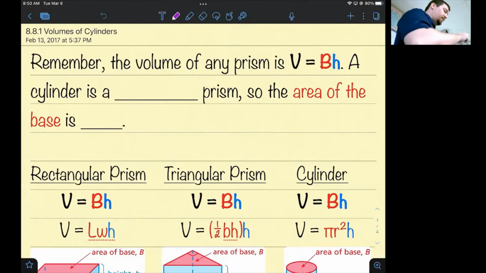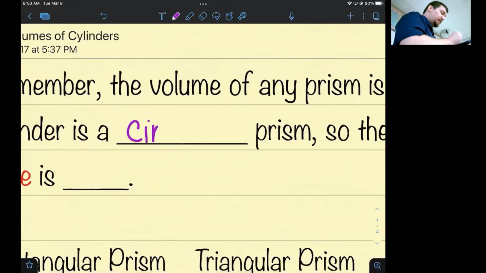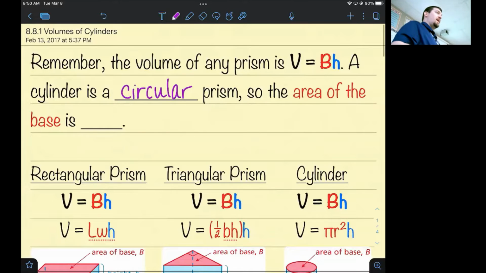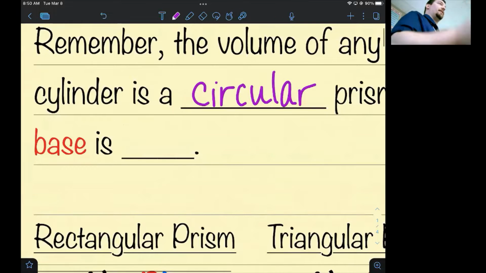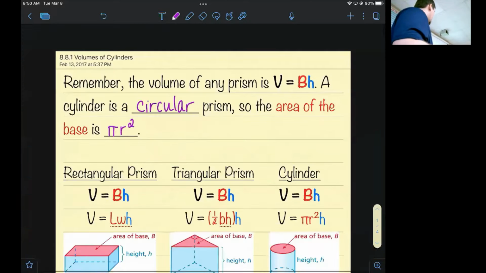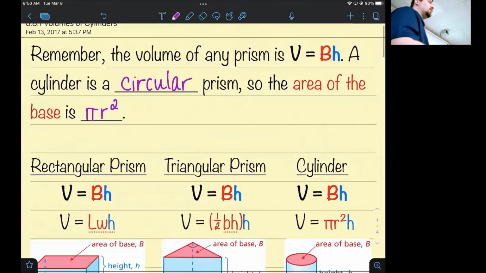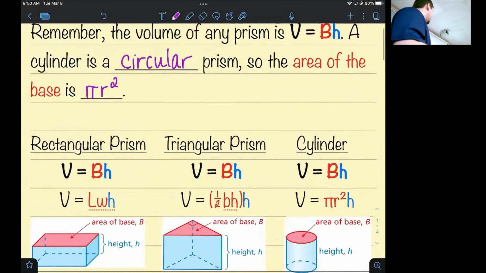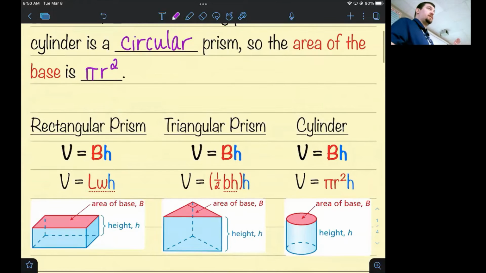Now, a cylinder is just a circular prism. So as I'm calculating its area of the base, I'm going to use the area formula of a circle, which is pi r squared. So we're just adding one additional shape to our ever expanding group here. Now we already know cylinders. The cylinder shape is not new. We've already done surface area of it. We haven't done volume of it yet.